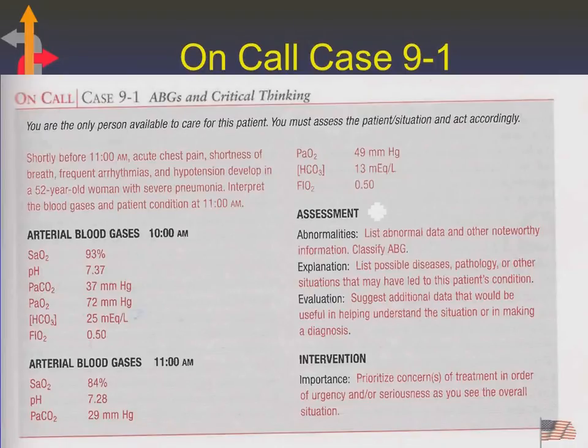Okay, so she's got some work to be done to get back to normal. Okay, 11 a.m. Now her saturation has dropped to 84%. Her pH has fallen to 7.28. Her PCO2 has fallen to 29. PO2 to 49. Bicarb to 13. FiO2 at 50%. Okay. So I want you to list abnormal data and noteworthy information and classify it. So how would we classify the second blood gas at 11 a.m.?